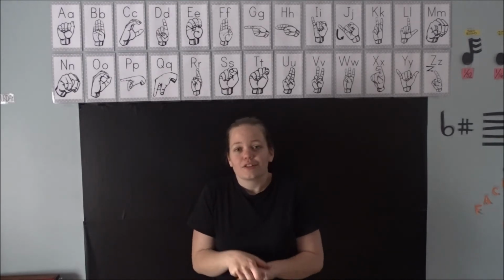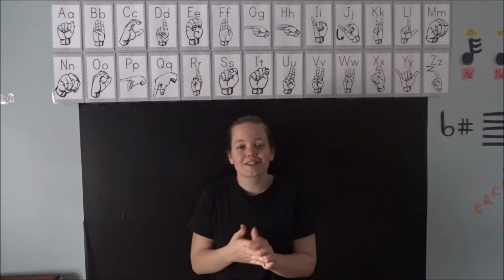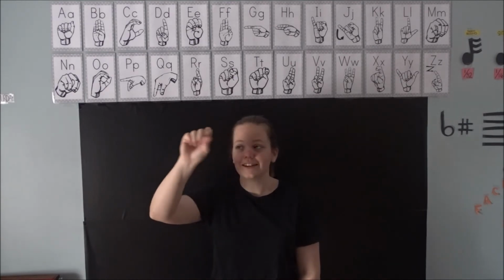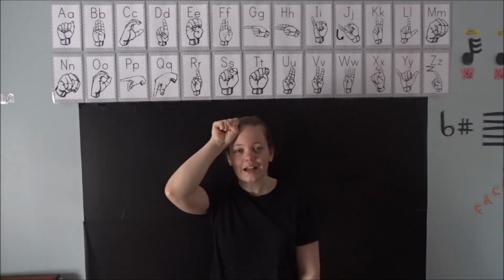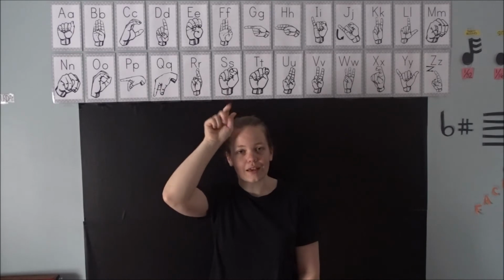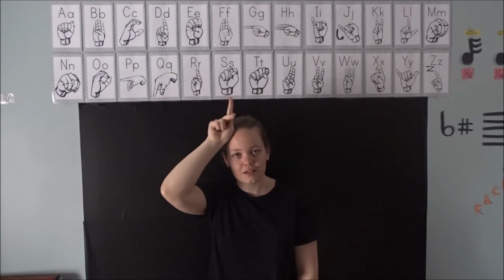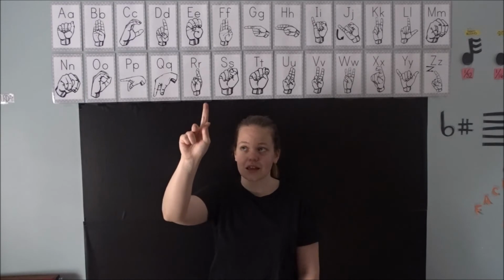This is another one that's just off on its own. So we're going to start at our head with our S hand shape, and then we're going to switch it into a K. So just like that. So S-K. Saskatchewan. S and then K.